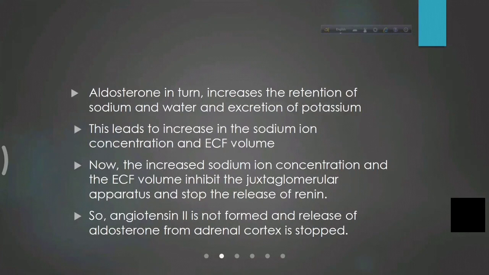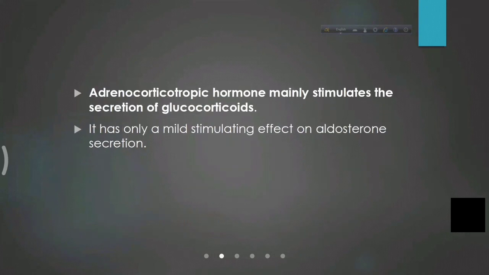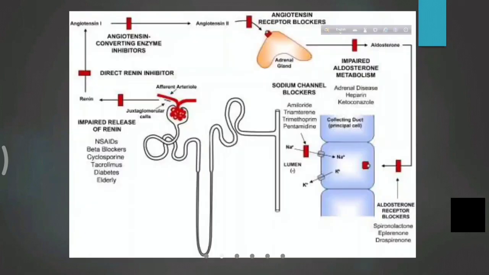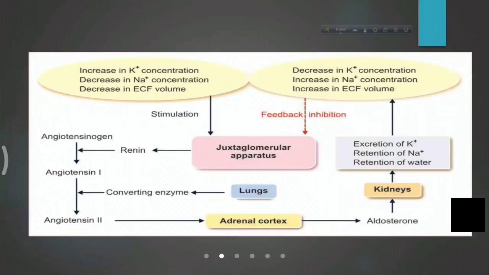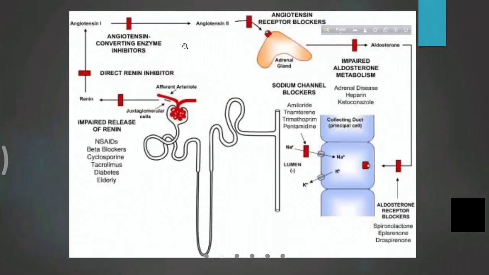Aldosterone in turn increases sodium and water retention and excretion of potassium and hydrogen ions. This leads to retention of sodium, increase in sodium concentration, and increase in the cell volume. Adrenocorticotropic hormone mainly stimulates the secretion of glucocorticoids. It has a small effect on aldosterone synthesis. This is how all these act.